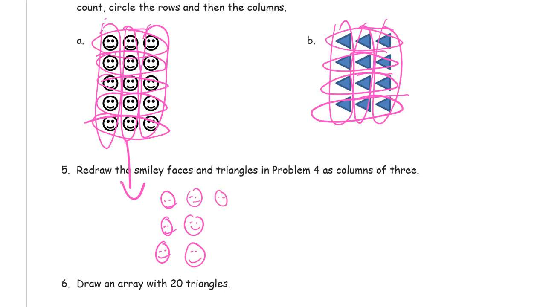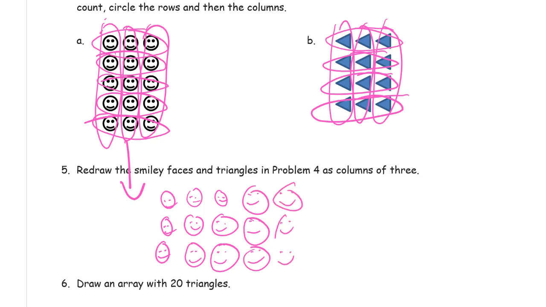6, 9, 12, 15. And now this one here, now these are going to be in, right now they're in columns of 4, but I'm going to draw them in columns of 3. And I'm going to need, there's going to be 12 of them, right? So that's one column of 3 to begin with. And now I'm going to just keep drawing more of them until I have 12 triangles.